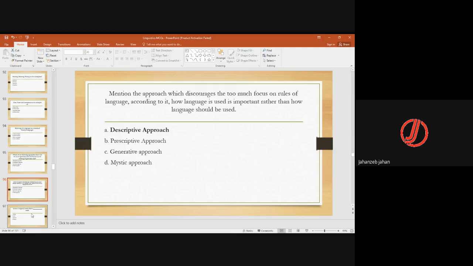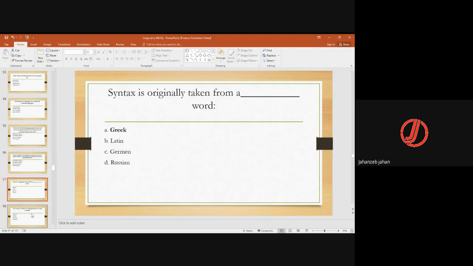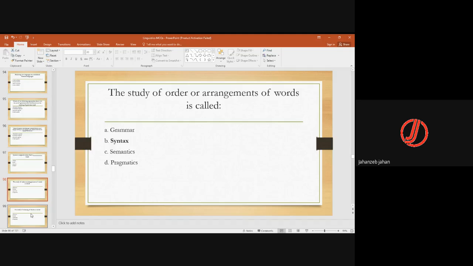Mention the approach which discourages too much focus on rules in languages. That is the descriptive approach. कि आप language के rules पे ज़्यादा focus ना करें, language सिखाना शुरू करें. Syntax is originally taken from a Greek word. The study of order or arrangement of words in a sentence is called syntax.